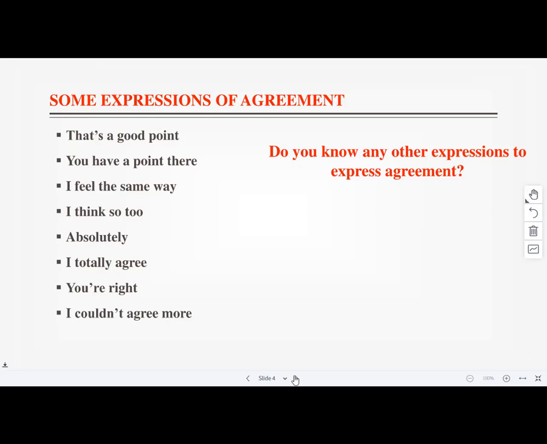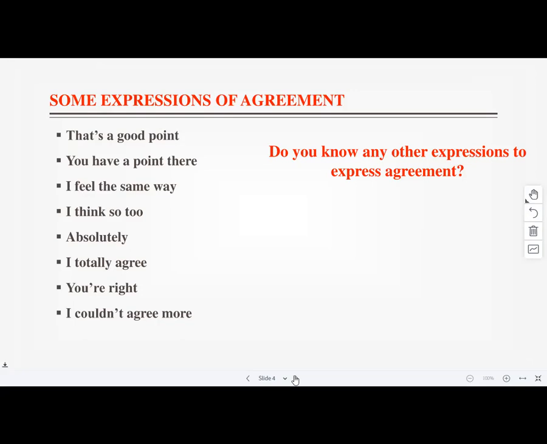You have a point there. I feel the same way. I think so too. Absolutely. I totally agree. You're absolutely right. I couldn't agree more. The last one is the most standardized version of agreeing with somebody.